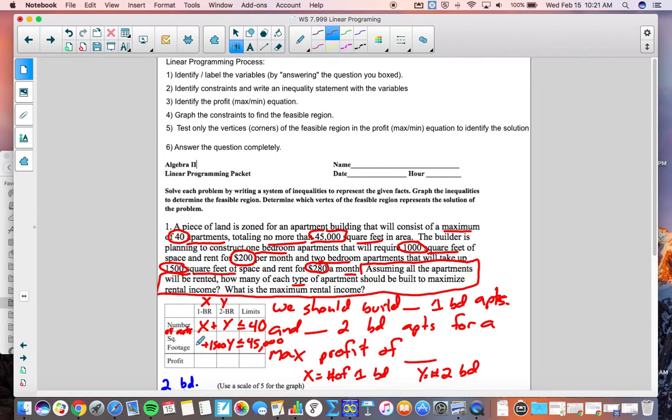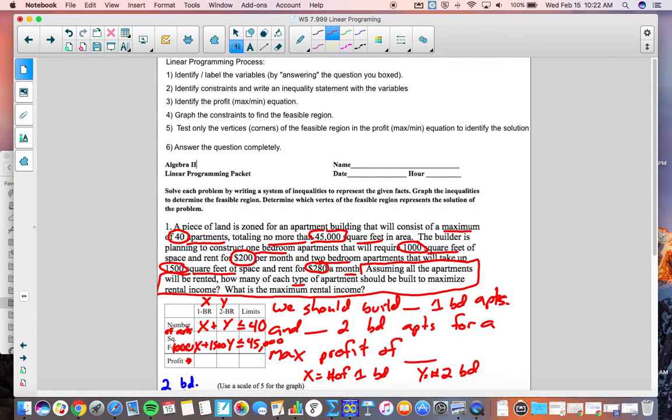But 1-bedroom apartments, where X is the number of them, each one takes up 1,000 square feet. So 1,000 times X. So those are the two constraints I see, but wait, there's other numbers in there, right? It says that the one-bedroom apartment rents for $200. Now that's not a constraint. That's what our goal is, to get a profit here. So this is not a constraint.